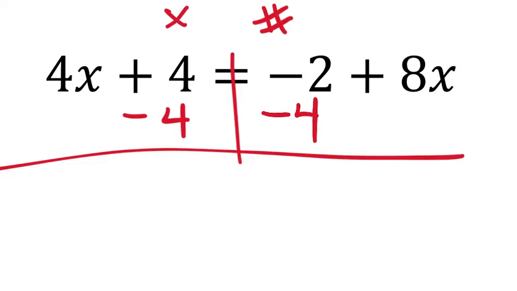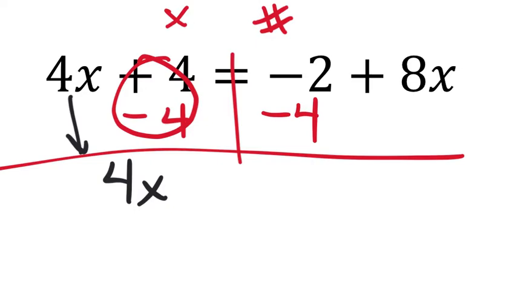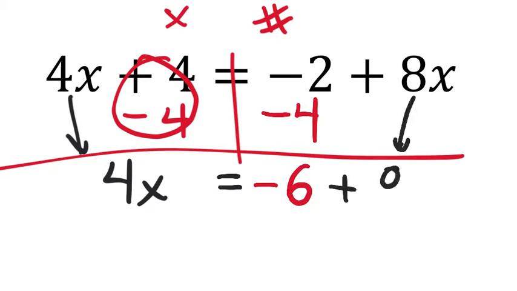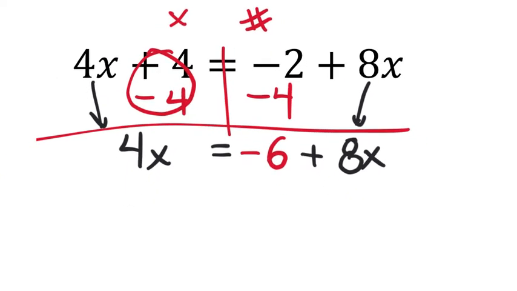Now, moving from left to right, you can do this any way you want, but I'm going to drop my 4x. And then the plus 4 and the positive 4 minus 4 there, that's going to be the 0, like we wanted. And then this will equal negative 2 minus 4, which is negative 6. And then my positive 8x, that will drop as well. Okay? All right. So that was just to zero out this plus 4 right here. And we did, just like we wanted.